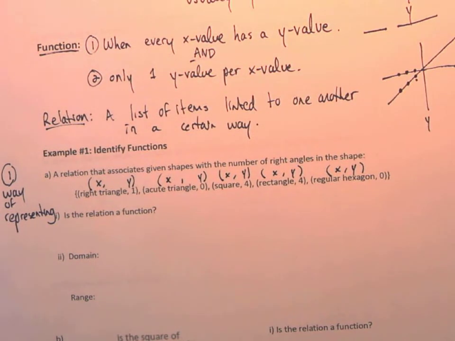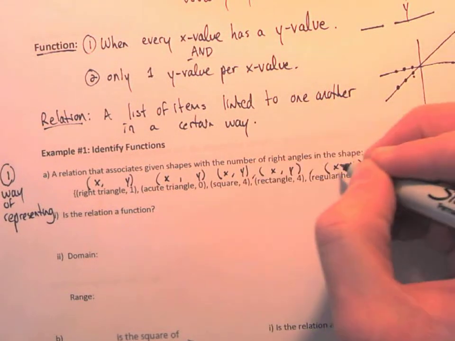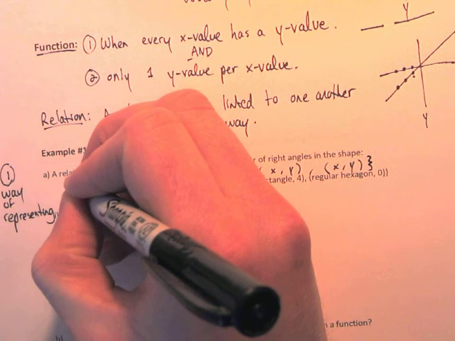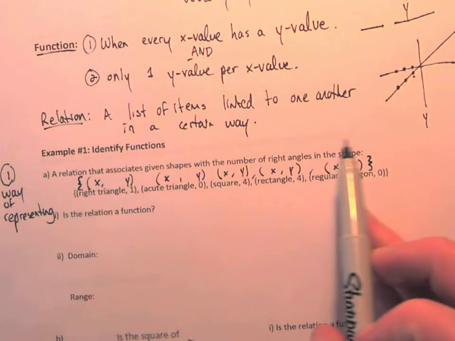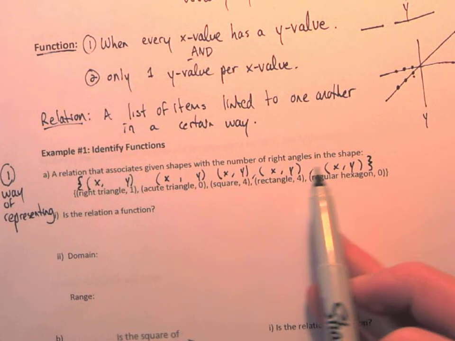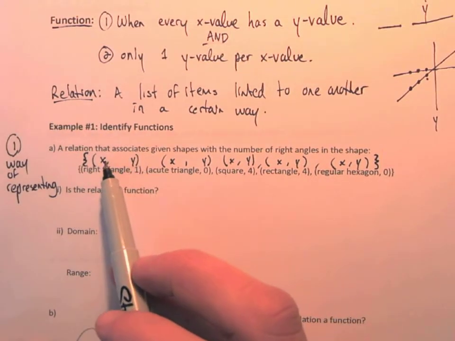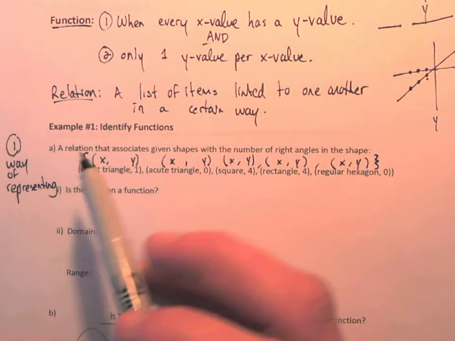The x values are the shapes, the y values are the number of right angles. When you're representing a list like this, they're called coordinate points. We have 5 coordinate points. You have to put curly brackets to close it off, saying the curly brackets mean the set. The whole set contains 1, 2, 3, 4, 5 coordinate points. And it's a relation with x and y. X is related to y, this x is related to that y, and so on.